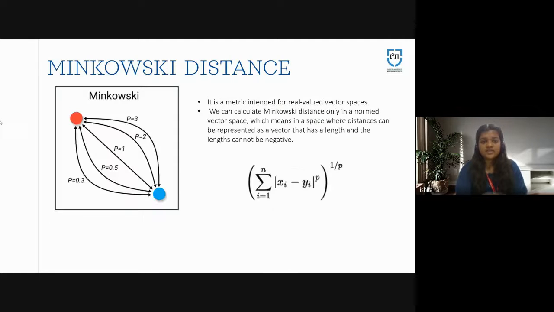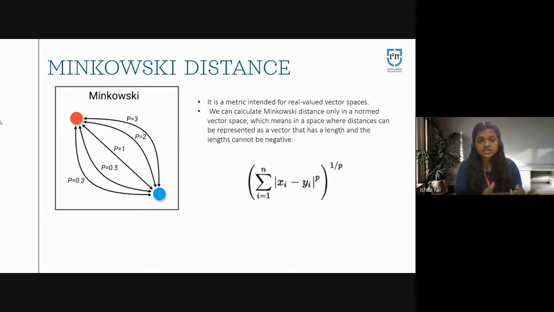Coming to the next one, the Minkowski distance. What is Minkowski distance? Minkowski distance is the distance between 2 points for real valued vectors. When I talk about real valued vectors, or a normed vector space, what does that mean? It is a space which follows certain conditions. There are 3 conditions for a space to be a normed vector space.